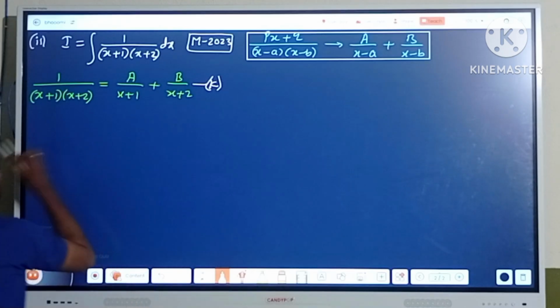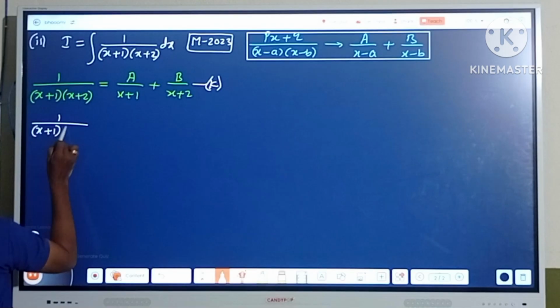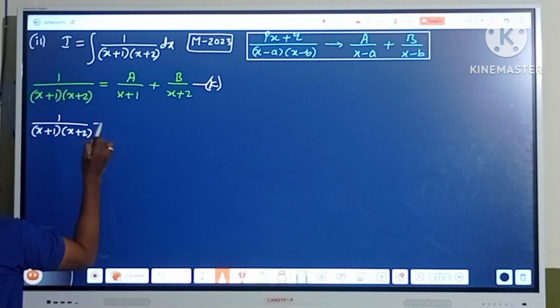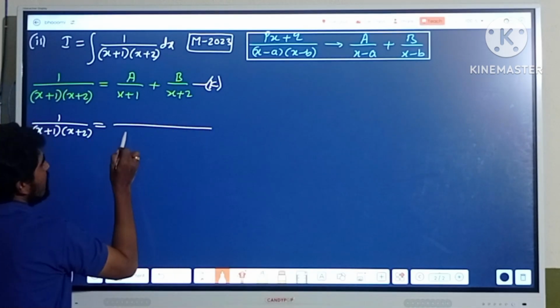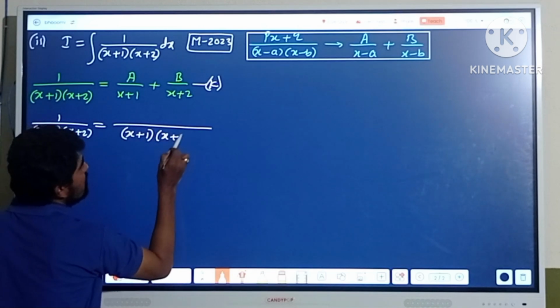So for that, LHS as it is 1 divided by x plus 1 into x plus 2. On RHS, I can take LCM. So LCM of x plus 1 and x plus 2 is x plus 1 into x plus 2.